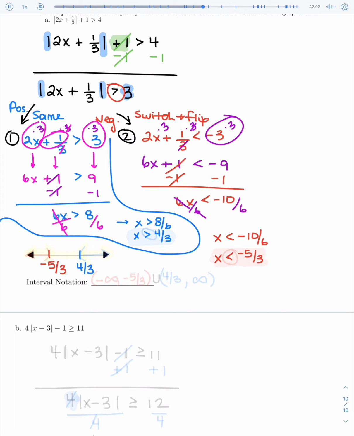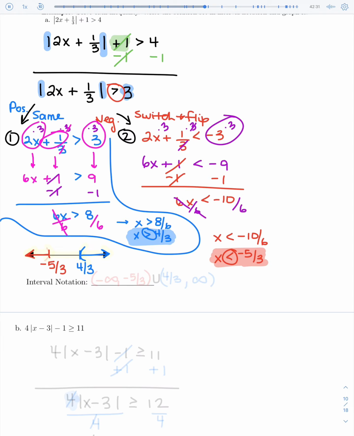So for the first inequality, x is greater than 4 thirds. Notice our inequality is pointing to the right, and the x comes first, so our graph will also point to the right. There's no equal to, so we'll be using parentheses, not brackets. Our second inequality we're getting is that x is less than negative 5 thirds. Again, it's pointing to the left, and the x comes first, so we can use our little trick that it will also point left.